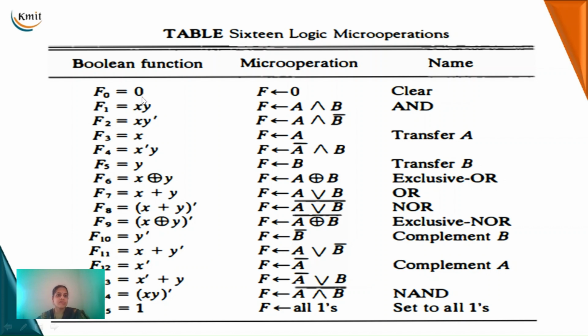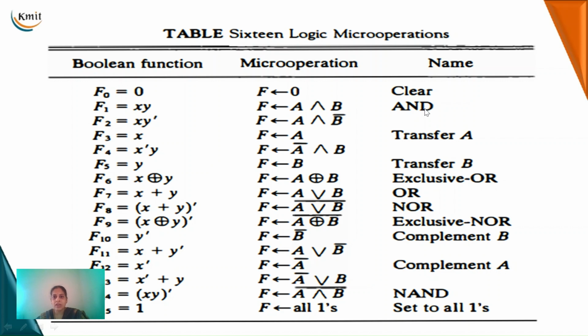F0 is equal to 0. If you look at it, each function is represented with the equal to operator, and it performs a function on two Boolean variables x and y. And this is a microoperation. So x into y, if you see this function x into y, it can be represented with x represented by A and y represented by B. So it performs an operation A and B.